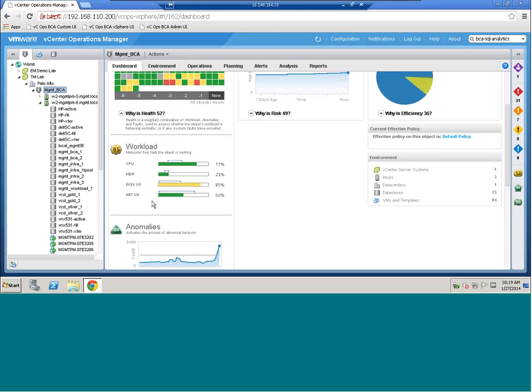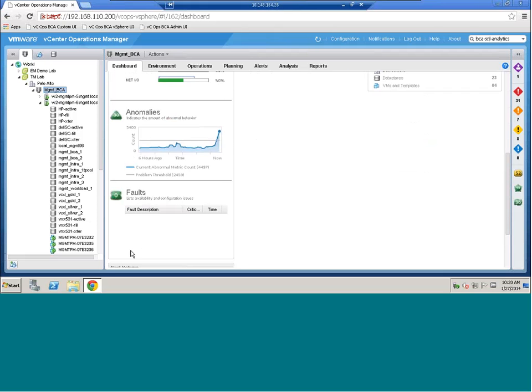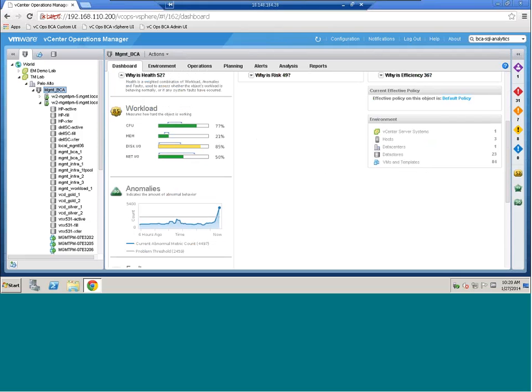So starting with health, health is made up of workload, anomalies, and faults. Workload is how hard am I working right now across 4 key areas: CPU, memory, disk I/O, and network I/O. It shows the range that I'm normally in, and then where I am now. We can see that our workload score is a little elevated because we're working a little harder than we normally do for this time of day in this environment. Specifically, it looks like across CPU and across disk I/O.